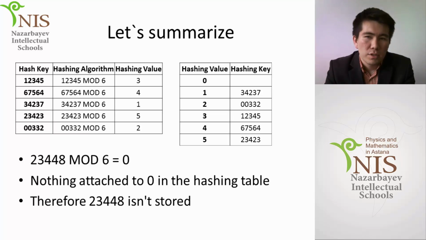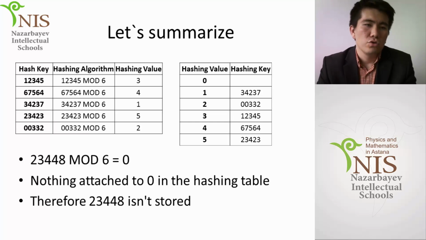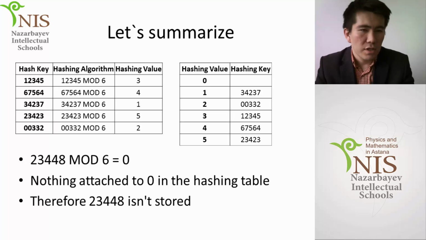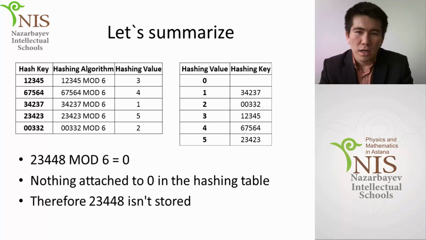For example, let's have a look at the next hash key. Hash key 34,237 refers to hashing value 1. Let's check. Let's find hashing value 1. Here it is. And hash key 34,237, yeah, it exists. So that means we can put it in our hash table.